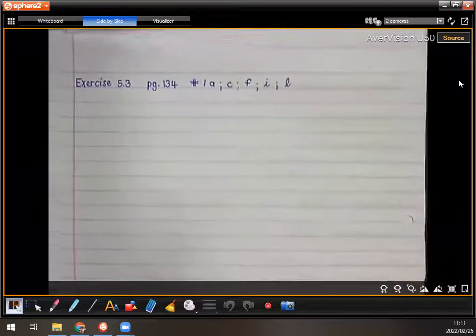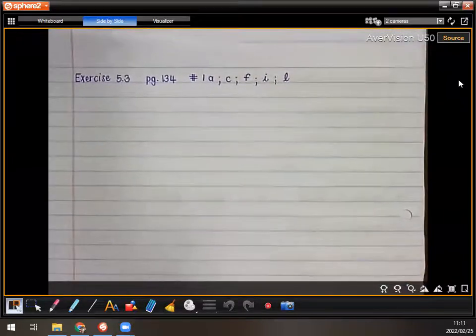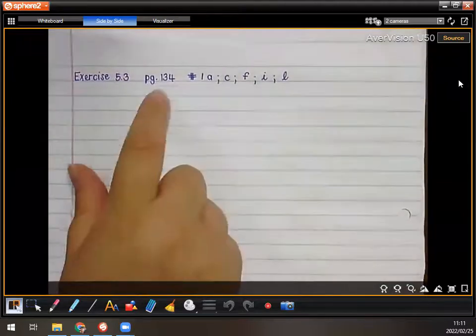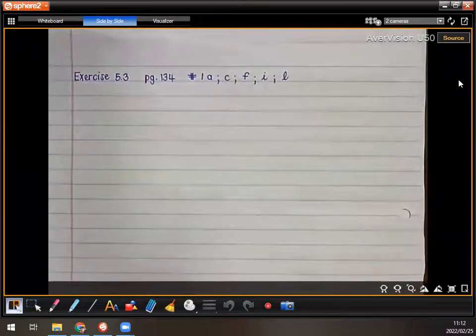Okay, A, C, F, I, and L. Exercise 5.3, page 134, under 1: A, C, F, I, and L. I can put them on the board for you.